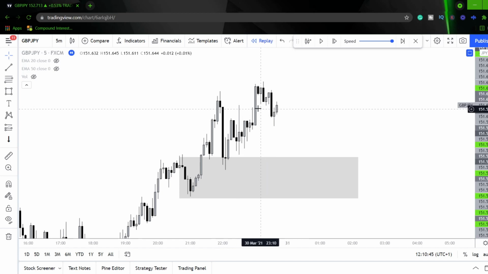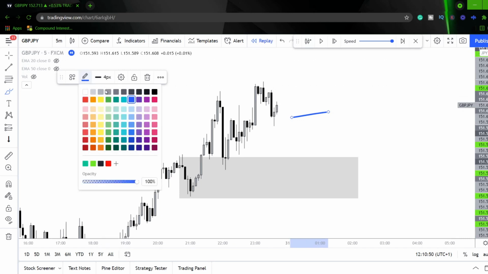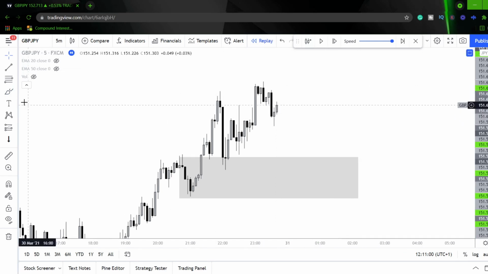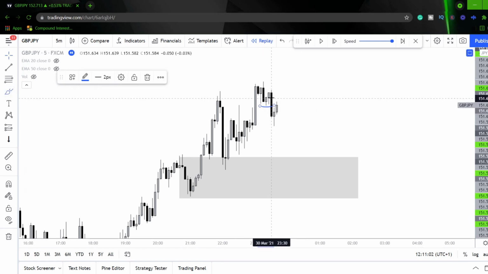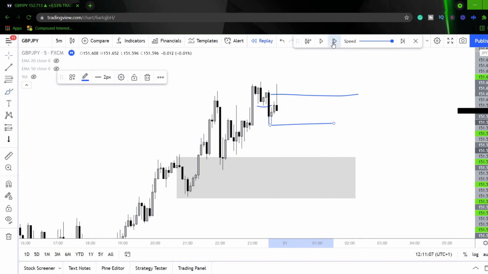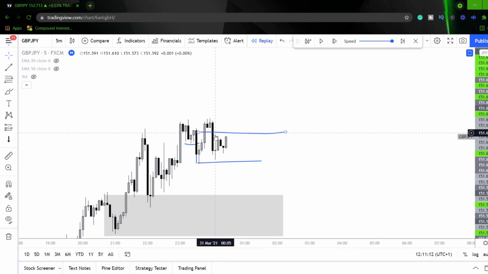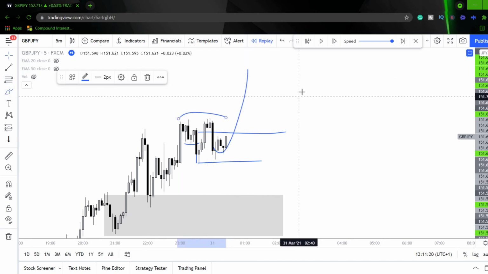Let's just make this a little bit thinner. Right, we get liquidity generation as we're starting to push up. We then run the liquidity. Okay, market starts to push higher. We pull back into the liquidity, start accumulating orders before potentially taking the market higher into this liquidity.